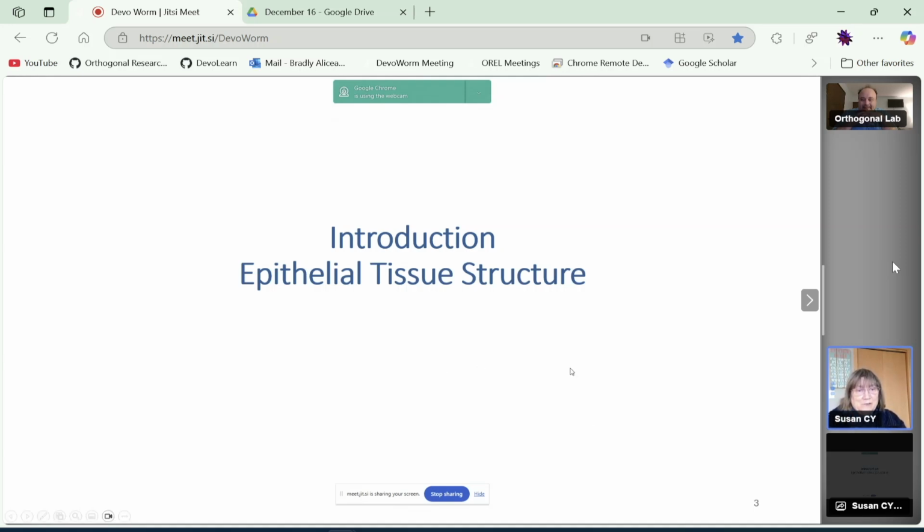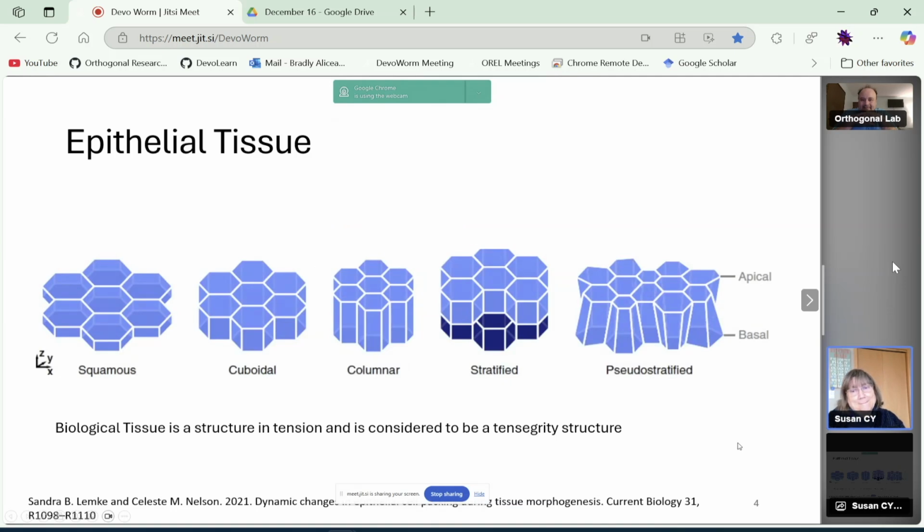Epithelial tissue structure. Epithelial tissue comes in several different types: squamous, or short; cuboidal and columnar, which is tall; stratified and pseudostratified. My models are squamous, cuboidal, and columnar. And biological tissue is a structure in tension, and it is considered to be a tensegrity structure.